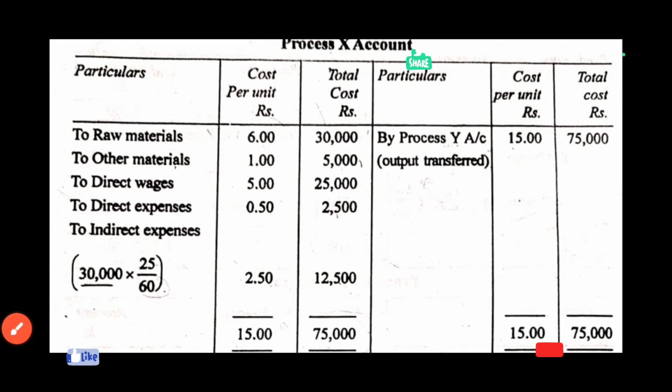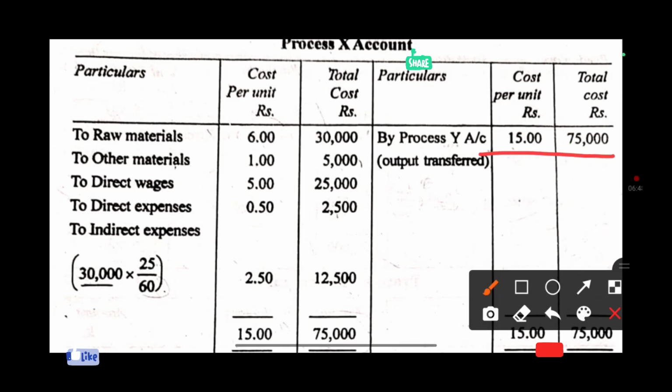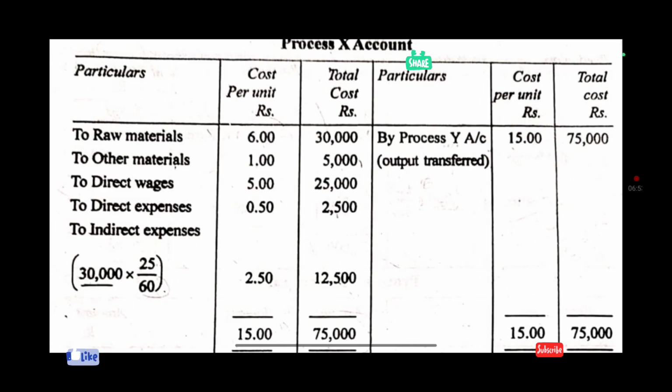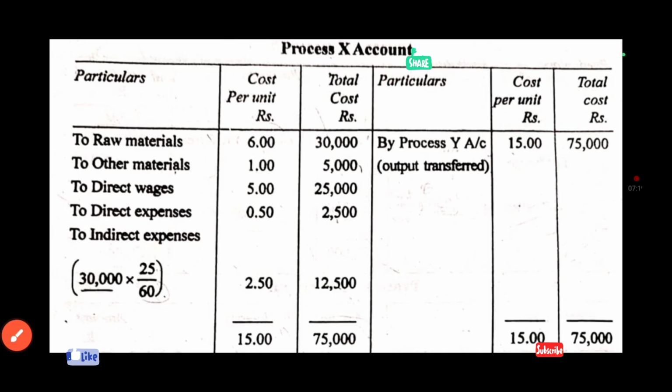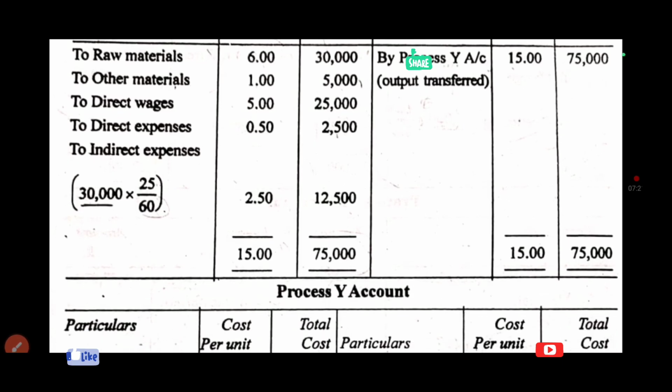Again, this value you are going to write by process Y account. This is called output. At the end of process X, we got the output, that is 15 rupees cost per unit and the total cost is 75,000 rupees. So this is called the output. That output will be transferred to the next process, that means process Y account. Immediately, within the bracket, you are going to write output transferred.